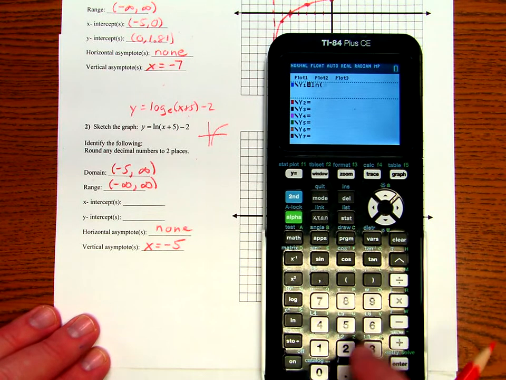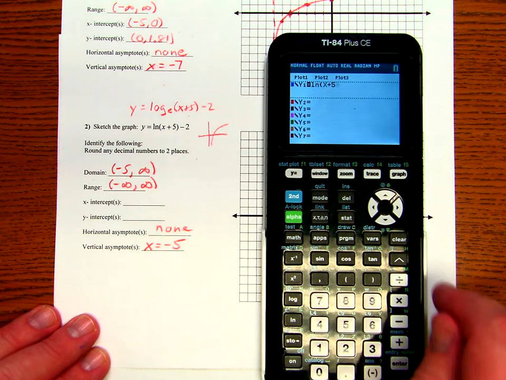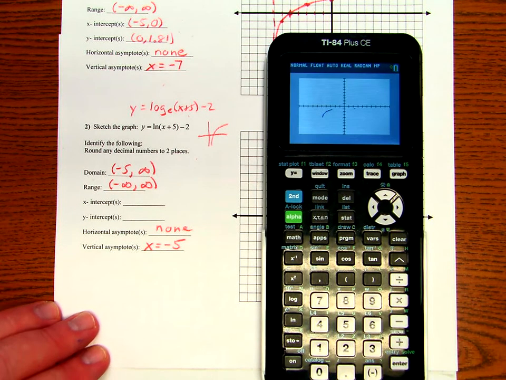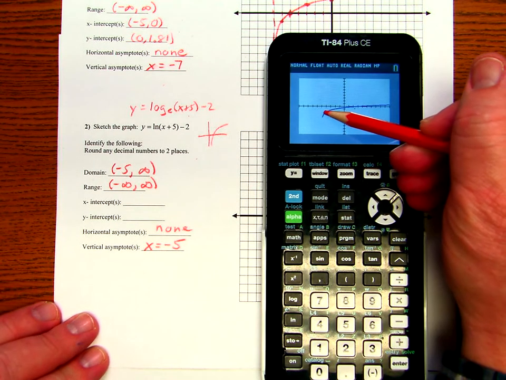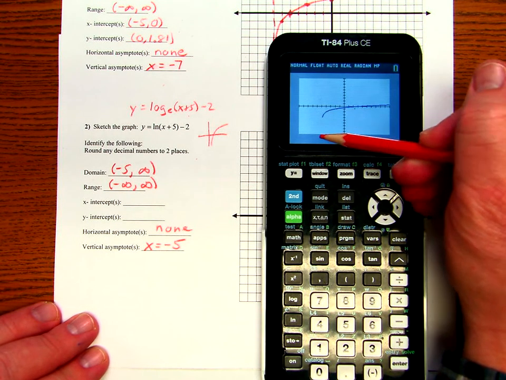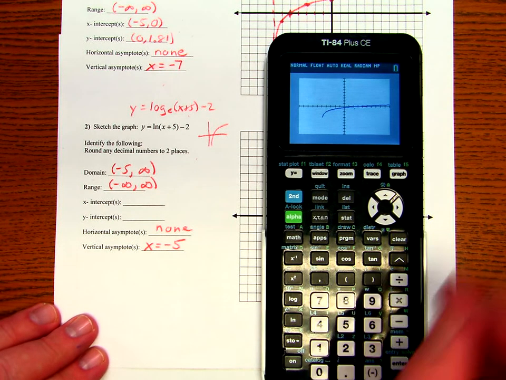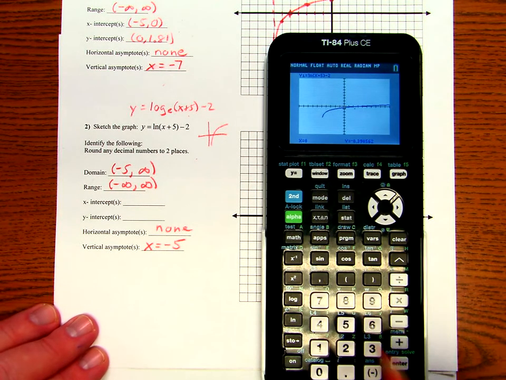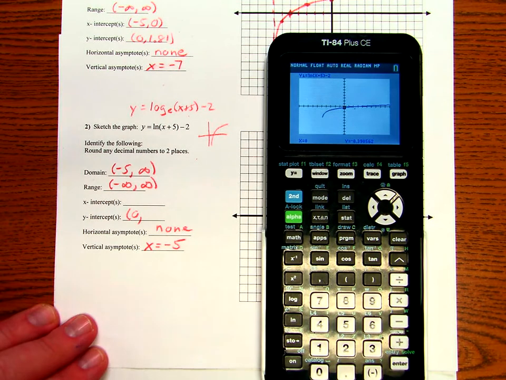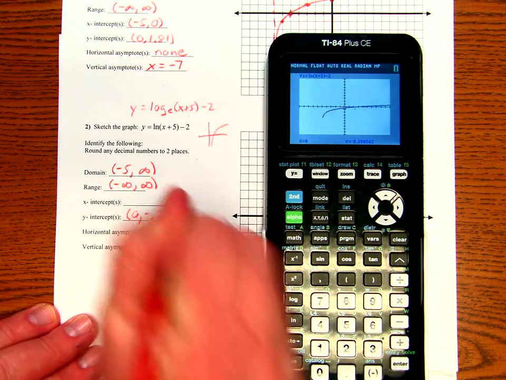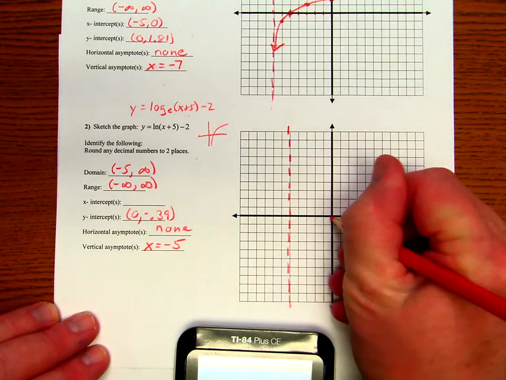Natural log, x plus 5, and minus 2. Graph. So it's roughly where we expect it to be. Again, that line keeps going down like this, or that curve. Just because you don't see it doesn't mean it's not there. It's just a limitation of the calculator. Trace. The y-intercept rather is going to be at negative 0.39. Right below the origin.